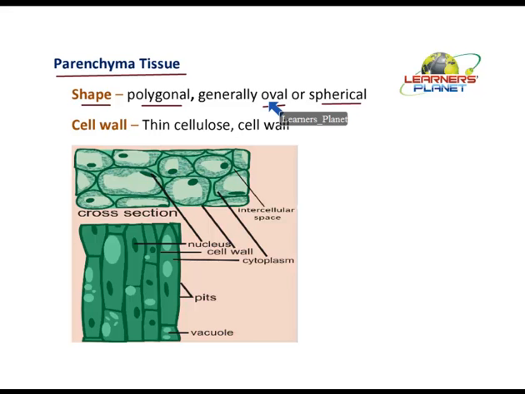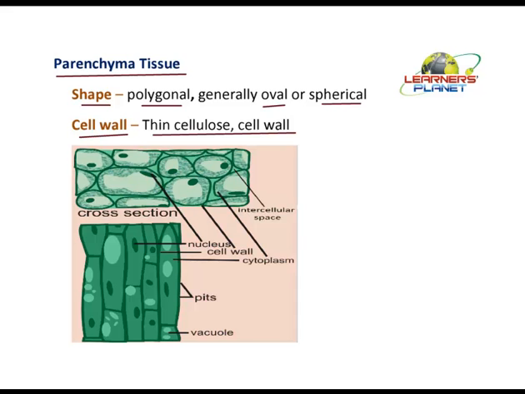Here, when we study parenchyma, a simple tissue, the shape is generally definite. Either it is oval or spherical or polygonal, depending on the function they are performing there, and of course the age of the cell. Then comes the cell wall. In the case of parenchyma tissue, the cell wall is thin and it is made up of cellulose.